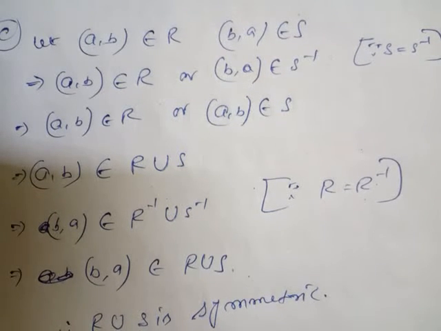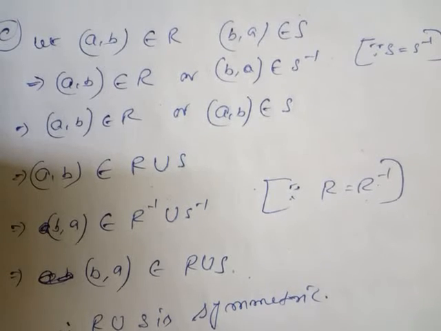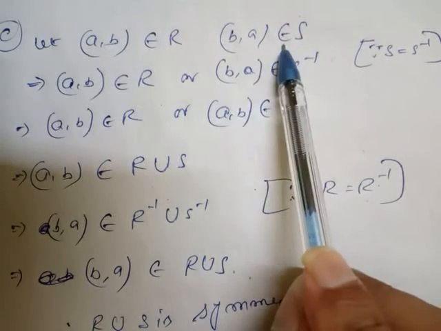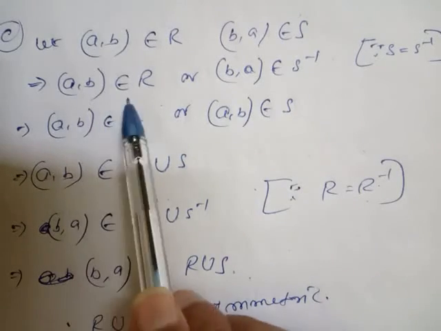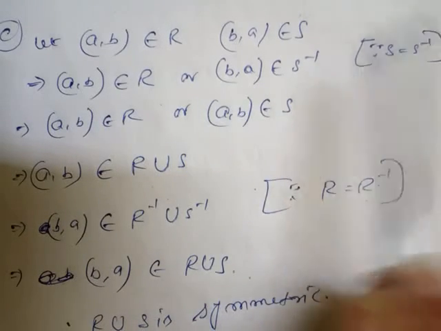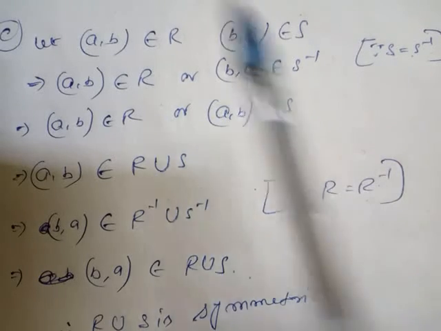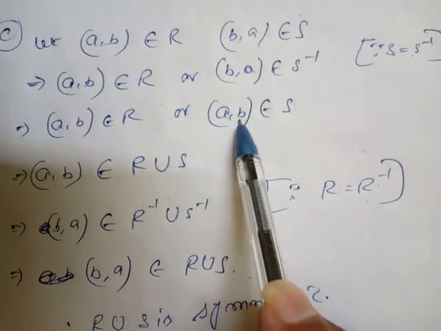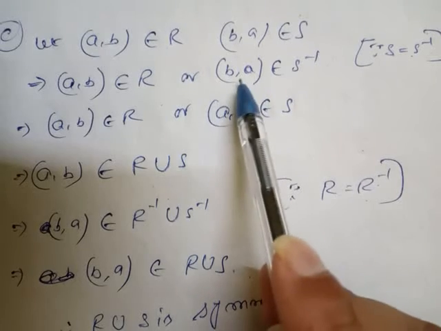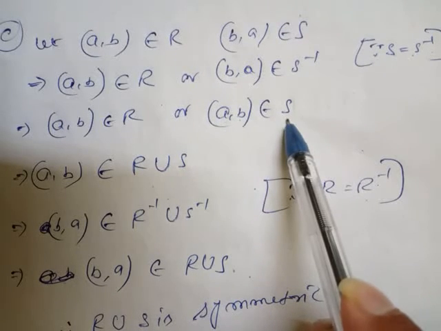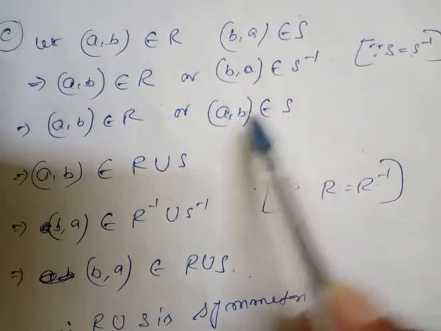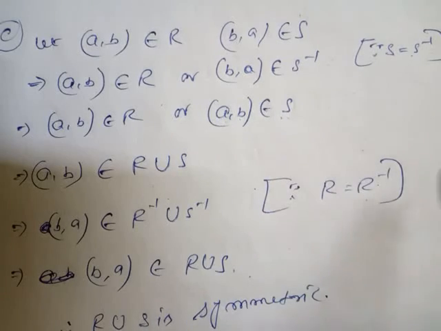Look student, number C now. 9c, if R and S are symmetric, then R union S is also symmetric. Let (a, b) belongs to R and (b, a) belongs to S. Here (a, b) belongs to R or (b, a) belongs to S inverse. Why? Because S equal to S inverse. Now look, then (b, a), then here it is (a, b) belongs to S. If it is inverse, then (a, b) belongs to S.